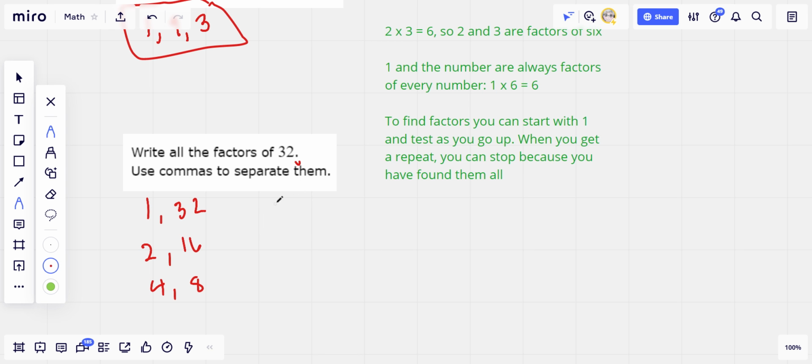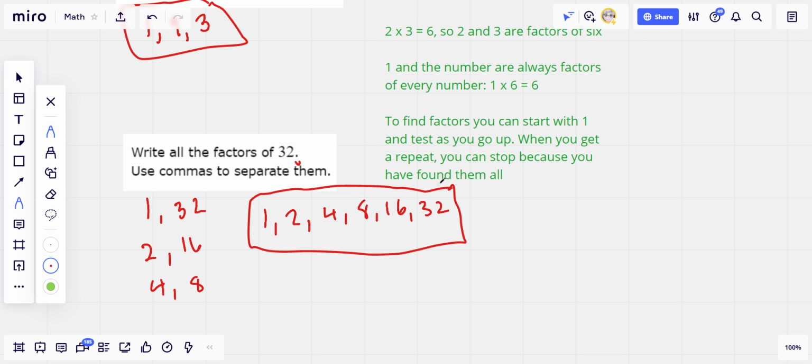8, well yeah, 8, because 8 times 4, but look, we got 4 and 8 here. So I've just hit that repeated factor, and once you hit that point, you're done. You've listed them all, so we're actually done here. And if I wanted to be neat about this, I could list them all in order: 1, 2, 4, 8, 16, and 32. Your teacher might want you to list them that particular way, but that is how to find the factors of a number.